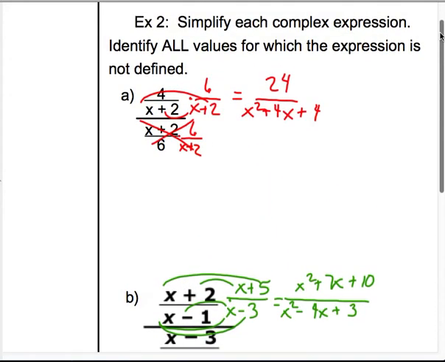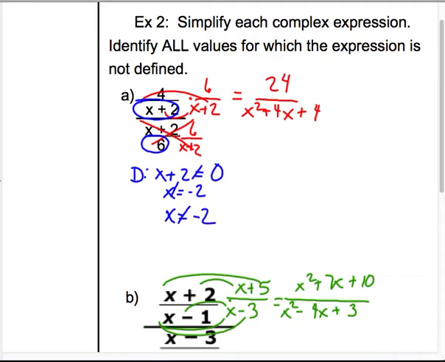Jumping back up to the first example, one thing that I forgot to do was identify where the expression is undefined. In this case, we have a fraction within a fraction, so we have to look at this denominator as well as this denominator. My second denominator is never going to be undefined. It's 6. But for my first denominator, the domain restriction is x plus 2 cannot equal 0. So subtracting 2 from both sides, x cannot equal 2. Sorry, my calibration's off. Let's rewrite that. x cannot equal negative 2.